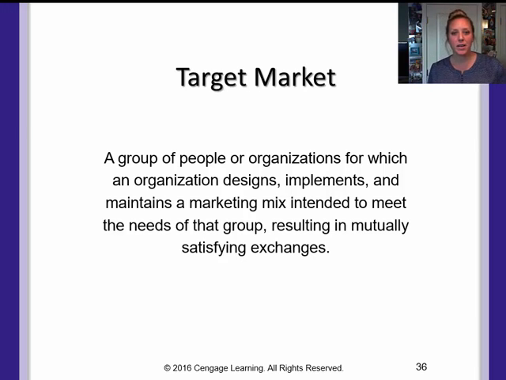Hi, now we're going to talk about target markets. Market segmentation is the first step in determining whom to approach about buying a product. The next task is to choose one or more target markets. A target market is a group of people or organizations for which the organization designs, implements, and maintains a marketing mix to meet the group's needs.